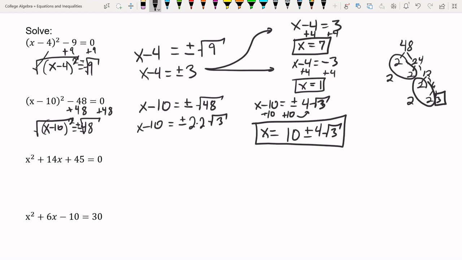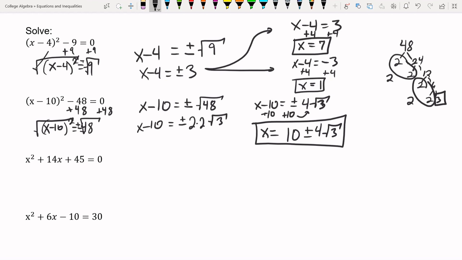And that is actually two answers there. They are two different real answers. 4 root 3, you can type in your calculator. Let's see, 4 square root of 3 is about 6.93. So we have like 17 and like 3. That's approximately the values of that.